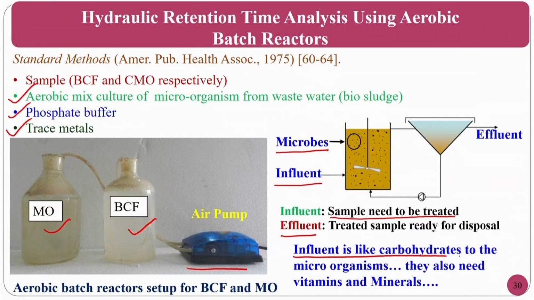Influent is like carbohydrates to the microorganisms. They need vitamins and minerals, so you give those. That means microbes are there, you are giving the cutting fluid or other things, and what will happen? You are giving them, indirectly, one type of food, so that they will eat it and gain energy and other things.